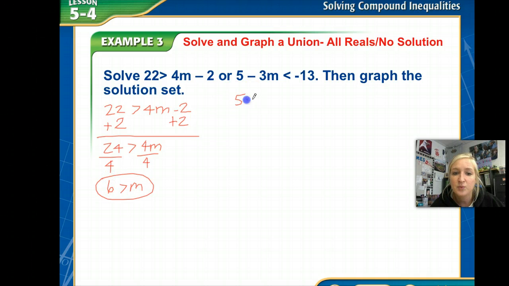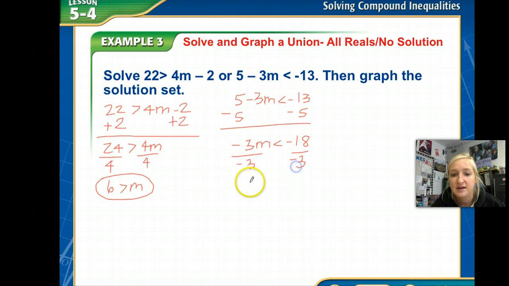Now when I solve this one, 5 minus 3m is less than negative 13. I subtract 5 from both sides. I get negative 3m is less than negative 18. Divide both sides by a negative, and I have to flip my sign. I divided by a negative, but a negative divided by a negative is a positive.